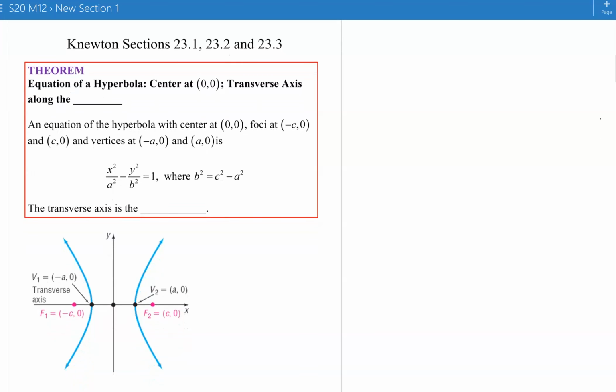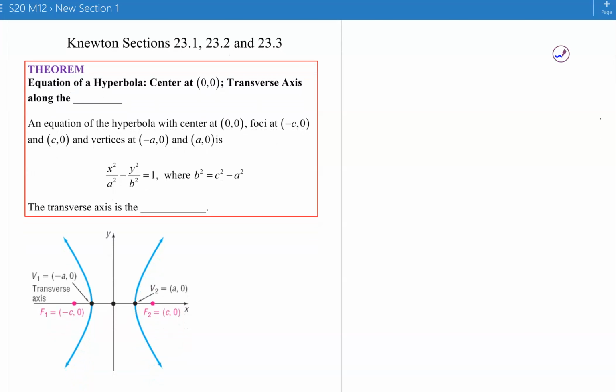When we look at a hyperbola with the transverse axis along the x-axis, I call this one opens right-left. I'm thinking about the hyperbola as kind of C-shaped pieces, opening to the right and left. The equation for that hyperbola looks a lot like the equation for the ellipse, but where the ellipse had a plus in the middle, the hyperbola has a minus in the middle.